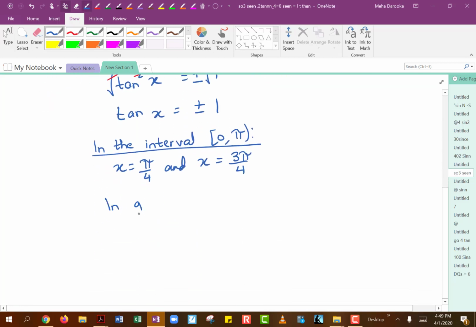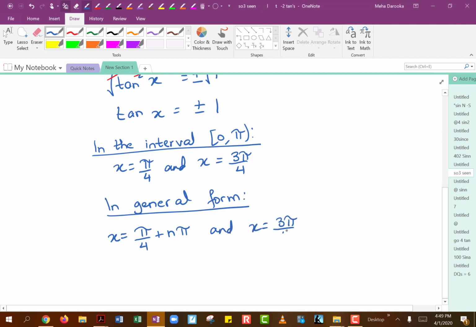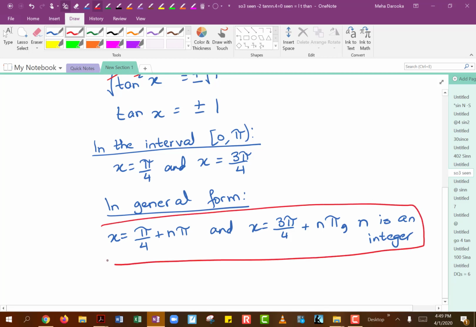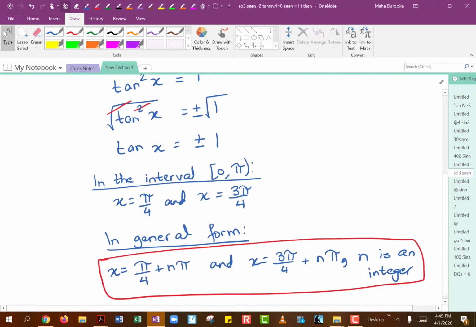So in the general form, you're going to have x equals pi over 4, and then again remember the period of a tangent function is pi, so you are adding n pi to both of these angles. And again remember, n is an integer. So that's going to be your answer for, what was this, example 5.